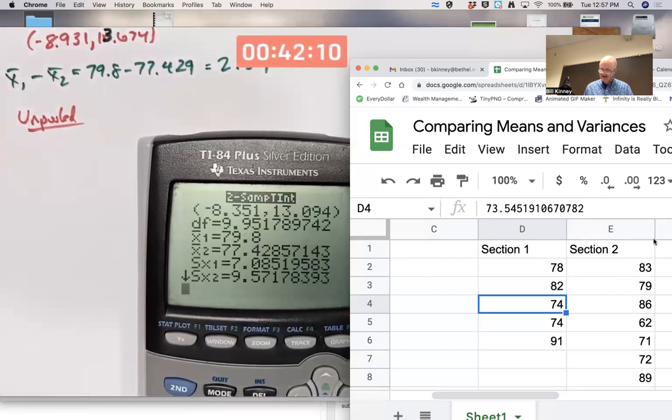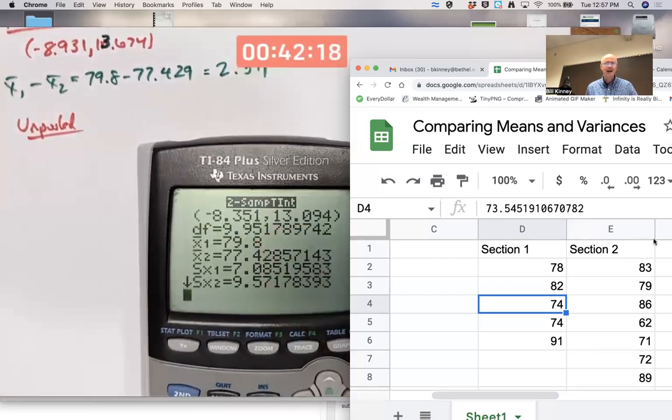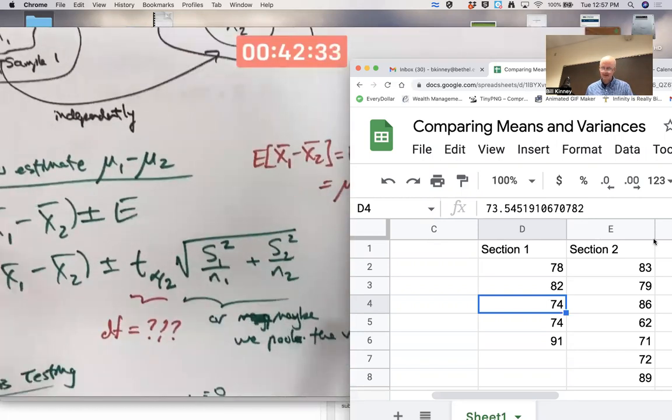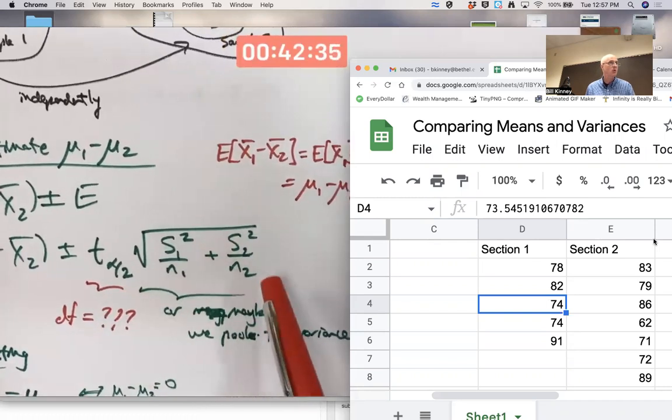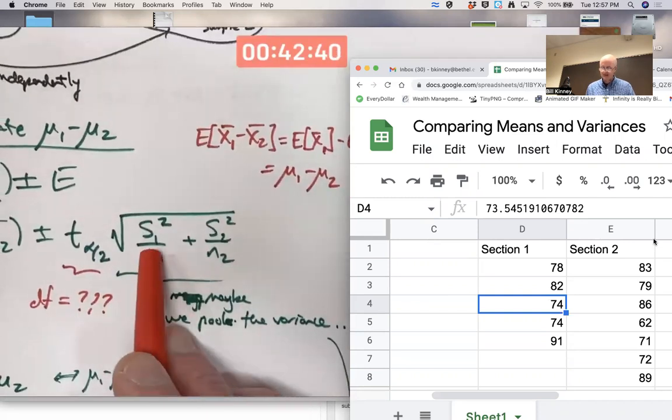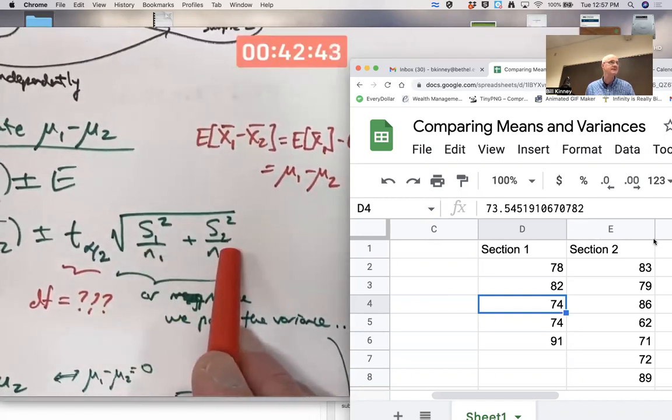It's producing 9.95 degrees of freedom, not a whole number. It's producing this interval. It's a little bit bigger. Is that because the degrees of freedom went from 10 to 9.95? It's not the whole reason. It's also that the formula is a little different; this quantity ends up being different. When you pool, you replace both S1 squared and S2 squared by the pooled variance. And the formula simplifies.